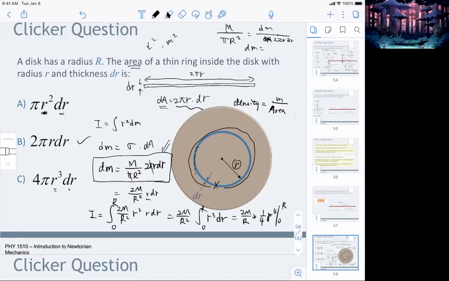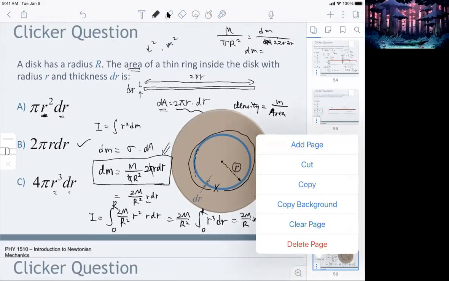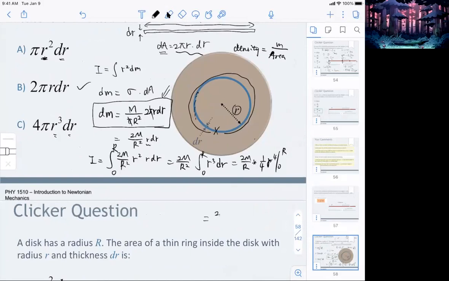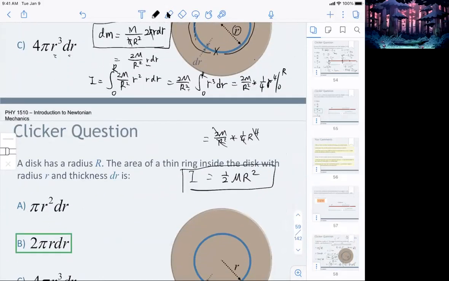Okay, we're almost done, almost there. So that's going to be 2m over R squared, 1 over 4 capital R to the power of 4. I'm sorry, I need an R squared here, mistake. Okay, what does this become? This becomes 1/2 m R squared, right? So that is the disk. That's the one that we have talked about, and this is how you calculate it. All right, so that's how a disk works.